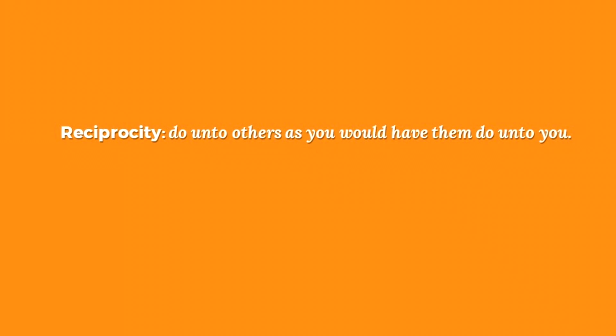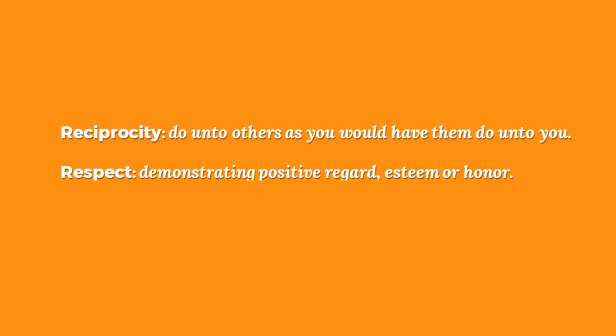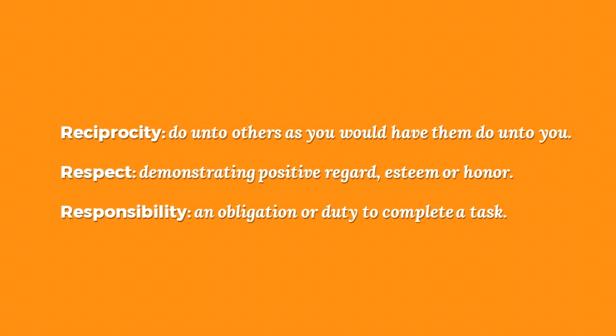Here are some additional terms that we observed in value statements in U.S. schools. Reciprocity, or the golden rule, says do unto others as you would have them do unto you. Respect, demonstrating positive regard, esteem, or honor for self, peers, or other adults. This goes beyond the respect for just legitimate authority, as noted by Haidt. Responsibility, an obligation or duty to complete a task. Other core ethical values cited by schools include terms such as excellence, perseverance, self-control, gratitude, courage, generosity, and the current widespread enthusiasm for the term grit.